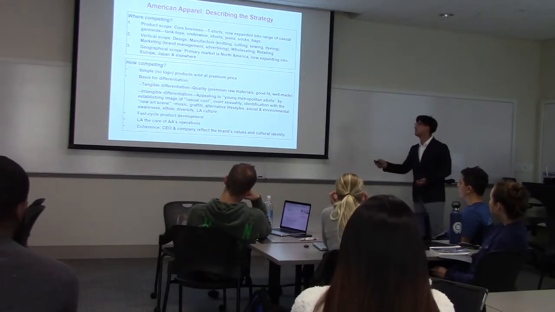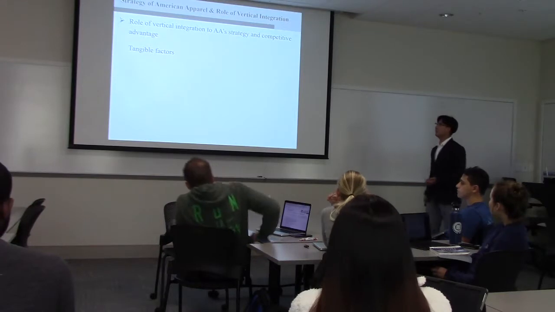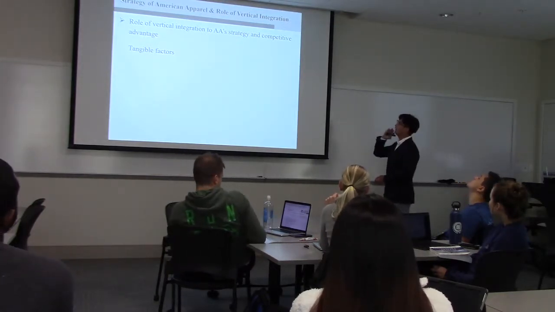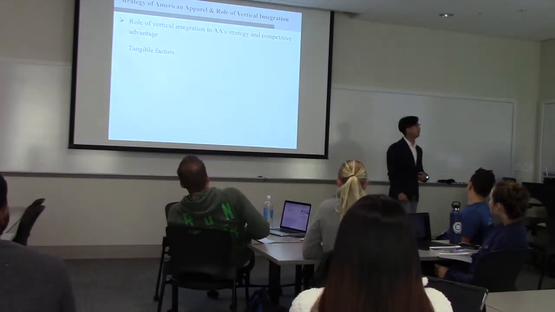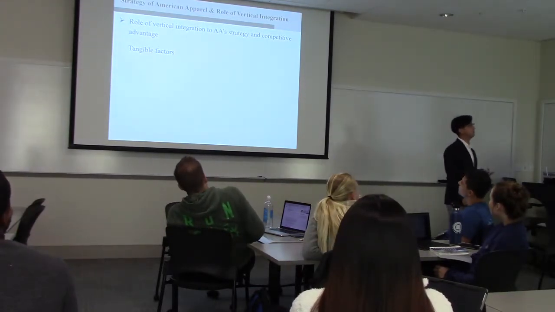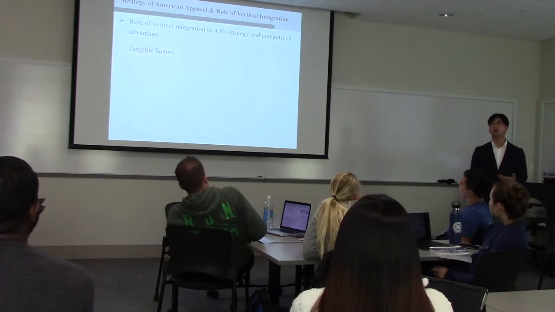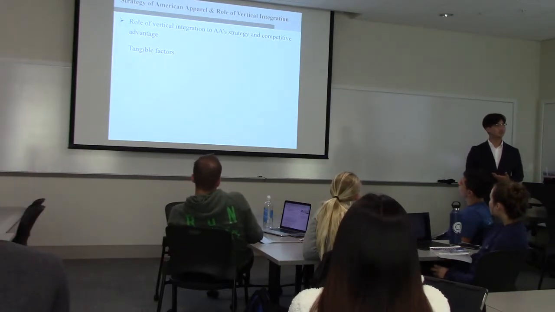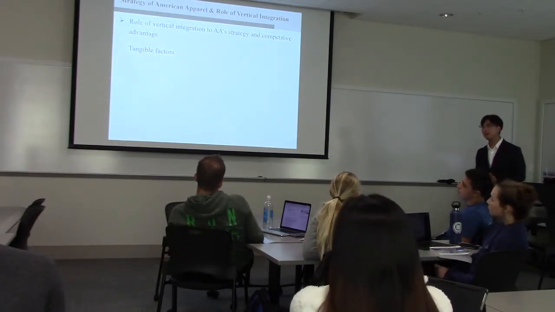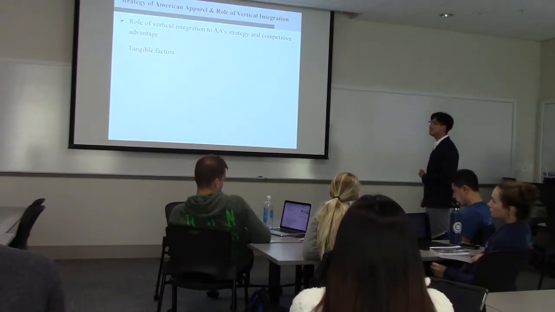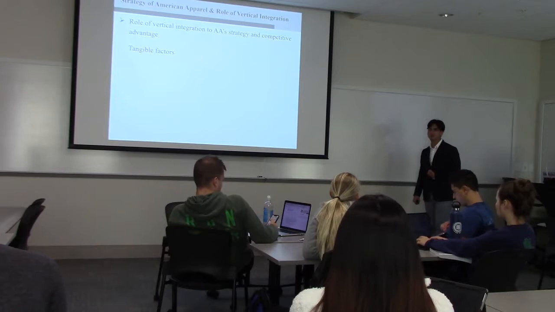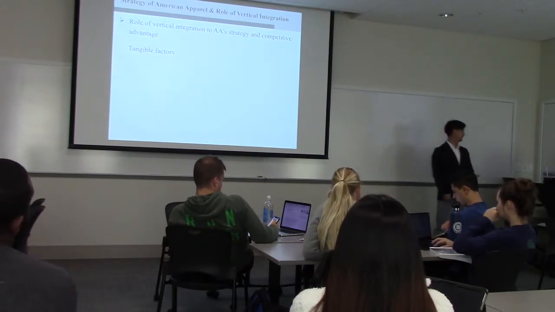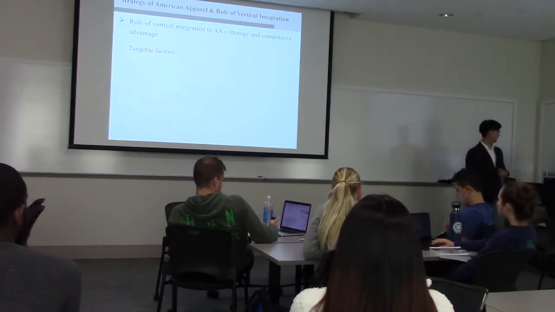Okay. All right. So let's talk about the role of vertical integration in American Apparel's strategy and competitive advantage. What do you think is the role of vertical integration and the tangible factors in the quality? Yeah. Well, they have more control over what materials are going directly into it rather than subcontracting it out. Okay. So it's easier for them to do a quality check, right? So what else?